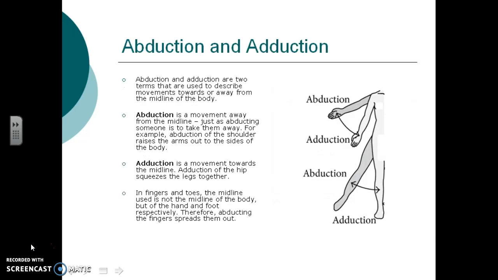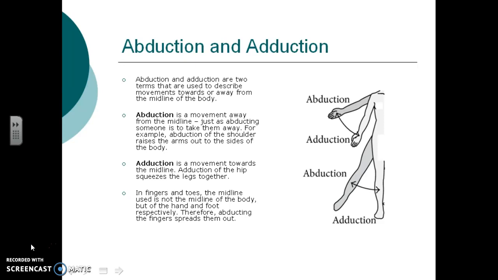Okay. Abduction and adduction. They're basically talking about taking an appendage away from the midline of the body, or moving towards it. So that's what it's using as its landmark. In a gym, there are two machines that you'll often see in the leg section. They work the inner and outer thigh, and they're called the abductor and adductor machines.